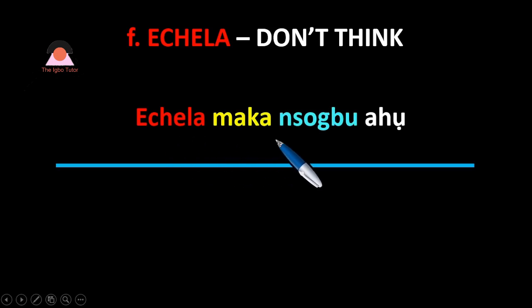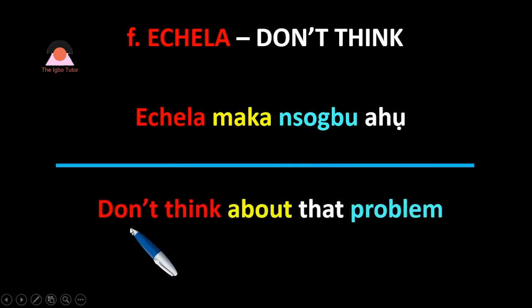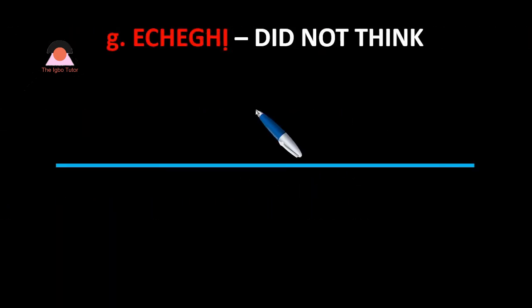Echela maka nsogbu ahụ. What does this mean? It means don't think about that problem. Let the colors guide you on individual word meaning. Nsogbu, problem. Don't think about that problem. Echela maka nsogbu ahụ. Let's move on here.